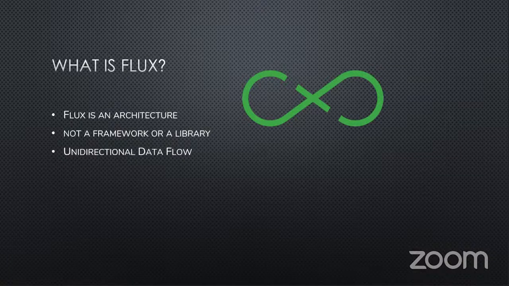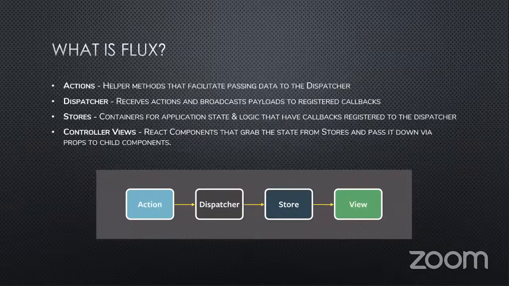Facebook came up with Flux to solve the problem that MVC used to give during their chat. Basically, Facebook encountered an error in their chat system, so they came up with the Flux system. It is a unidirectional data flow. So what is this Flux architecture? Flux consists of four main parts: action, dispatcher, stores, controller view.